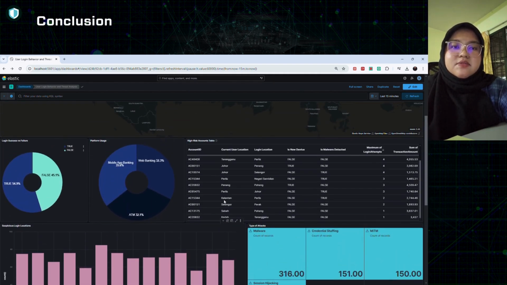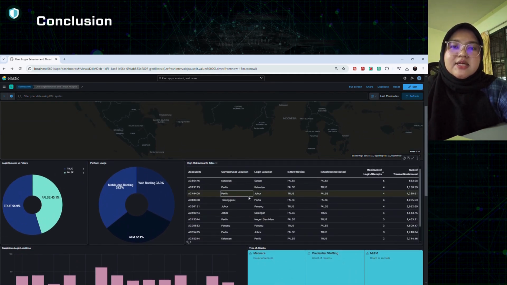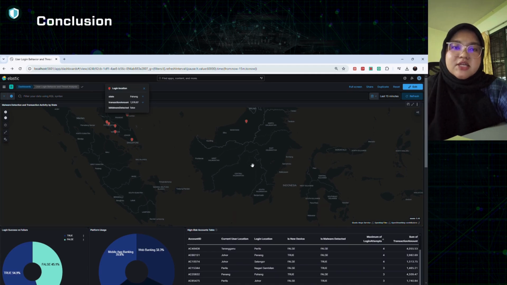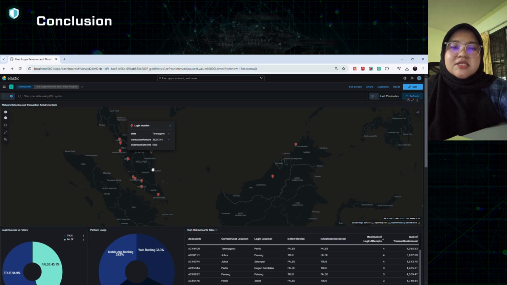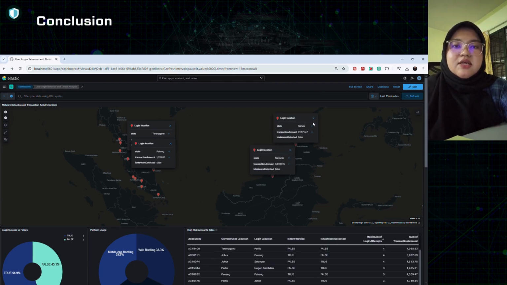Using tools like heat maps, tables, and charts, the project provides clear insight to help prioritize investigations and apply better security measures. By addressing issues like malware, unauthorized access, and unusual transactions, this project helps strengthen cybersecurity, reduce fraud, and build trust with the customers.